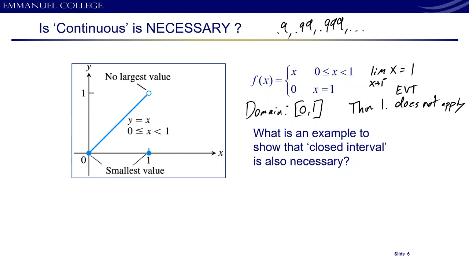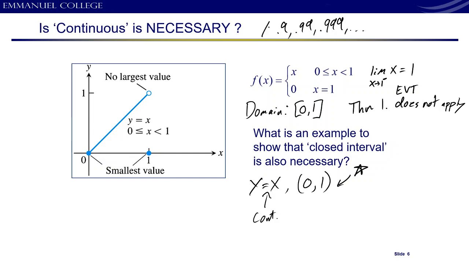So what do I need to make the closed interval necessary? Well, let's take a similar function. Let's just say y equals x on 0 to 1. This is continuous, but we can have that same argument that we had up here about 0.9, 0.99.